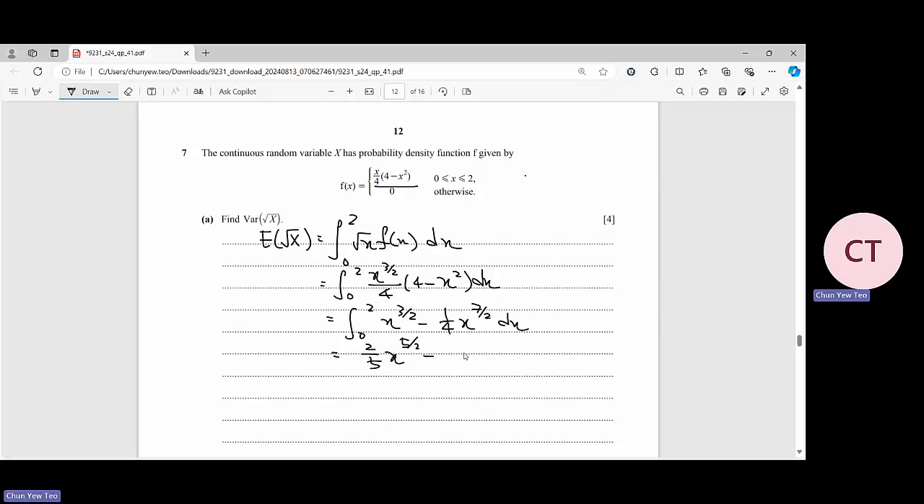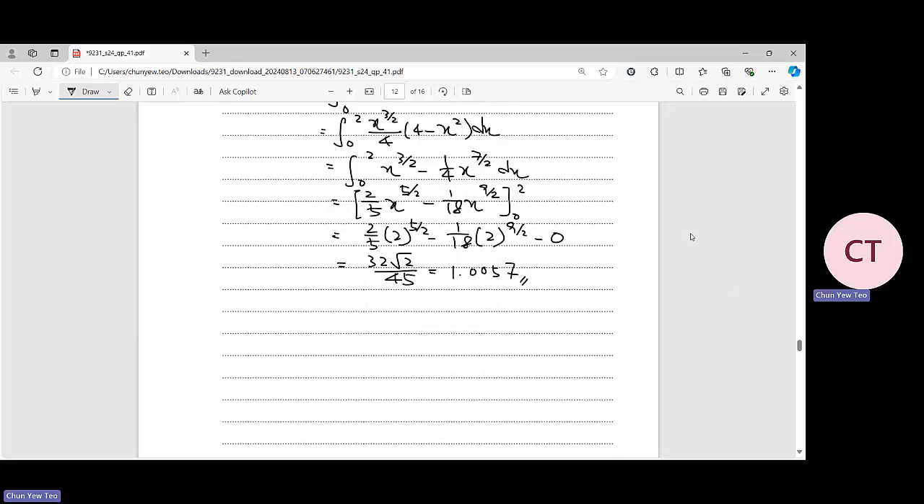minus 2/9, so it's 1/18 x to the power 9/2. Substitute 0 and 2 inside. Put it in, then you get 2/5 times 2 to the power 5/2, minus 1/18 times 2 to the power 9/2, minus 0. Simplify it, and over here we can get the answer as 32 root 2 over 45. You can give the answer in decimal if you want to, because the question didn't mention exact value or decimal, so we can just write like this.